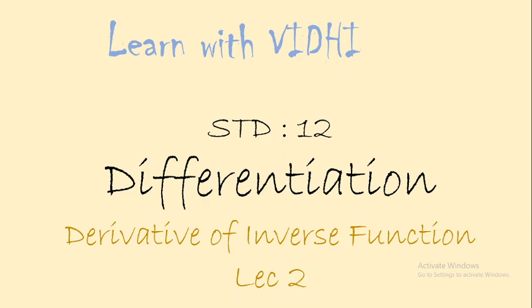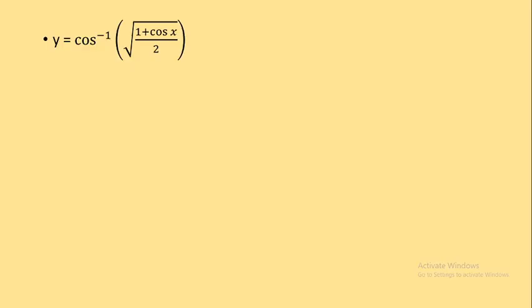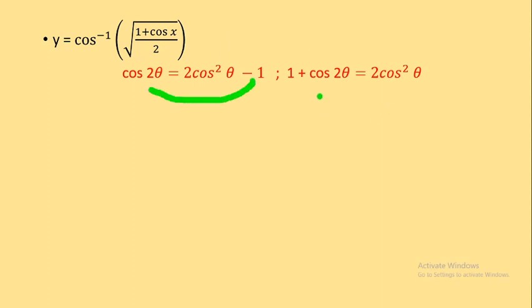In today's lecture we are going to see derivative of inverse function, lecture second. So here's the question: y is equal to cos inverse of the square root of (1 plus cos x) upon 2. The formula which we are going to use is cos 2 theta is equal to 2 cos square theta minus 1, which is nothing but, if I send the 1 this side, 1 plus cos 2 theta is equal to 2 cos square theta.